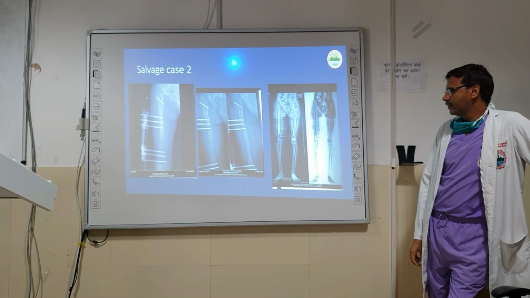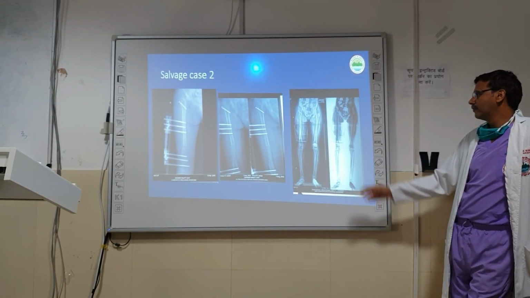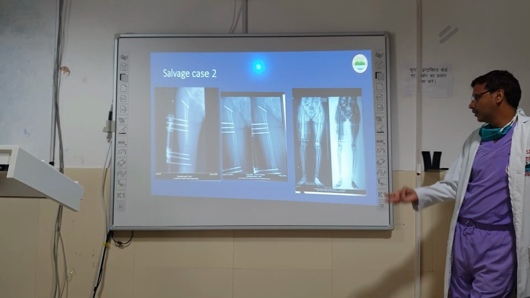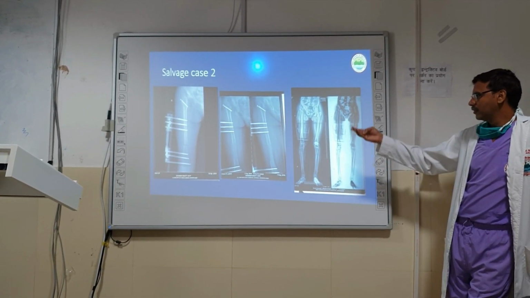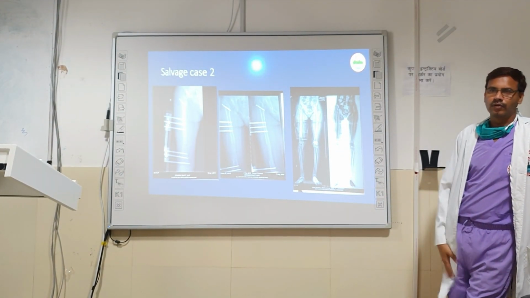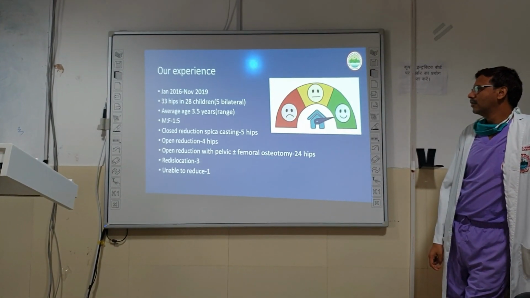We have lengthened this with a simple monorail external fixator, and this child was, I think, a 12-year-old female. There is no more abductor lurch. The femur has almost equalized and she is pain-free and without any limping. So this is our experience.